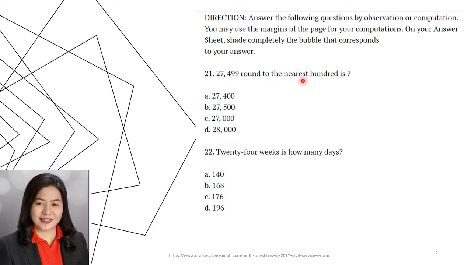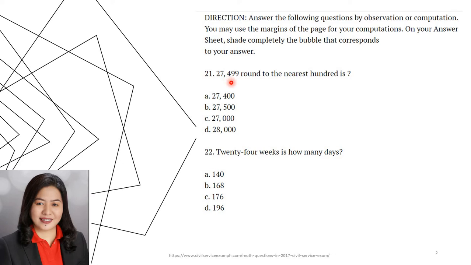27,499, round to the nearest hundred. If you need to round off to the nearest hundred, you need to know about place values. The first 9 here is the ones digit, the second one is the tens digit, and 4 is the hundreds digit. You look at the number on the right of the hundreds place. 9 is on the right of 4, and 4 is in the hundreds place.